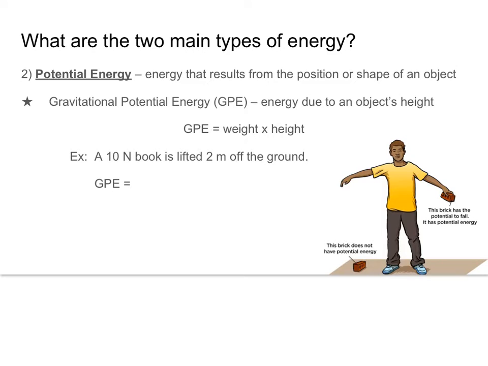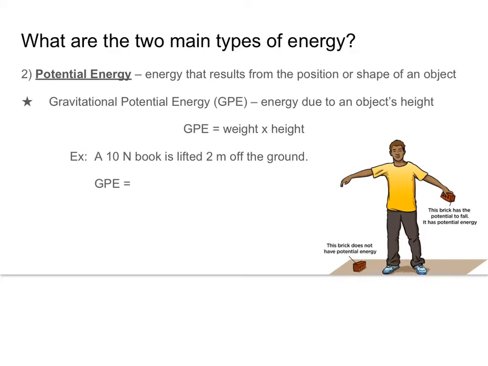The other form of energy is potential energy. Potential energy is energy that results from the position or shape of an object. The first type of potential energy is gravitational potential energy. This is energy due to an object's height. The formula for gravitational potential energy is weight times height.